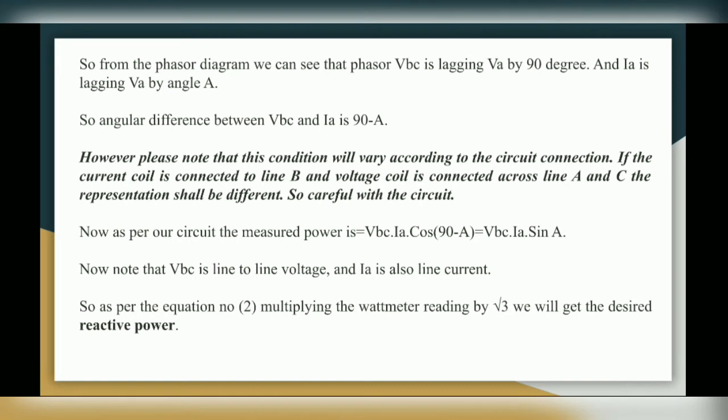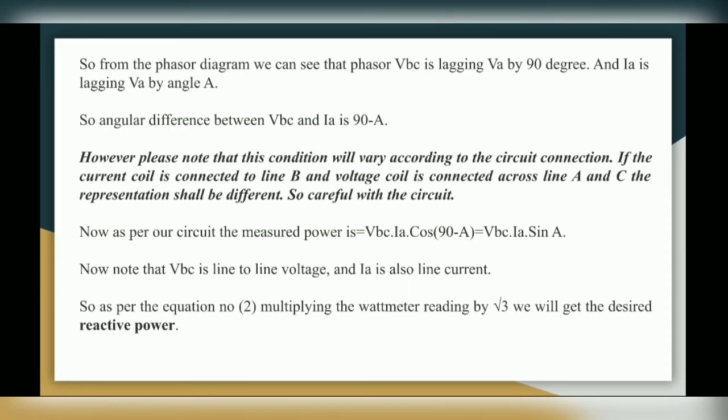However, please note that this condition will vary according to the circuit connection. If the current coil is connected to line B and voltage coil is connected across line A and C, the representation shall be different. So be careful with the circuit. This is the angle for this connection only.